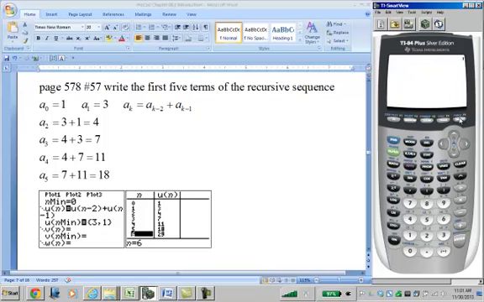Okay, so here's second graph. Boom, boom, takes a while. Let's go to the table here. Okay, so there's our numbers. All right, let's move on.